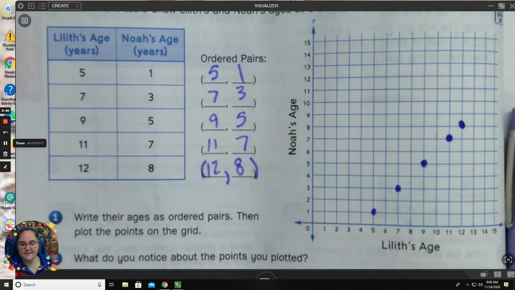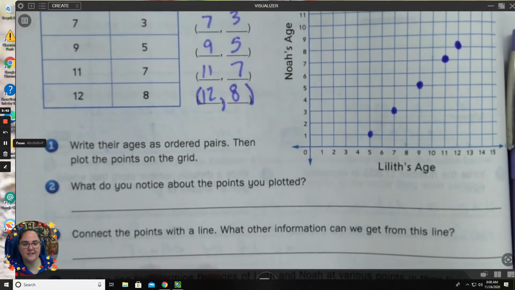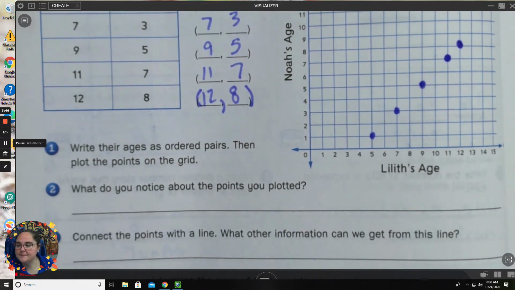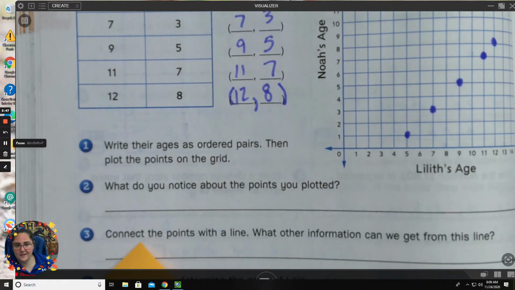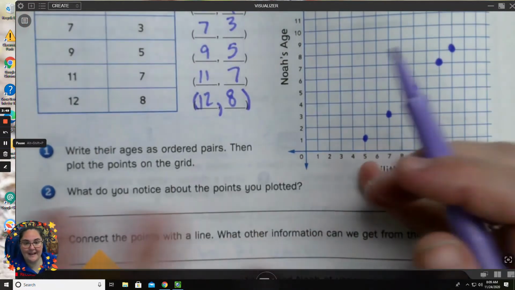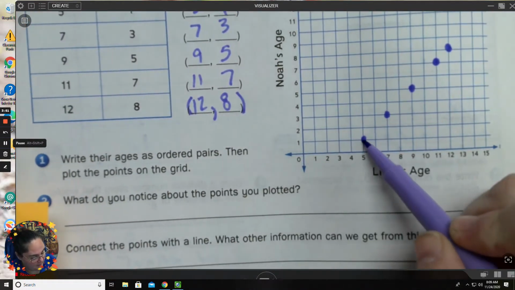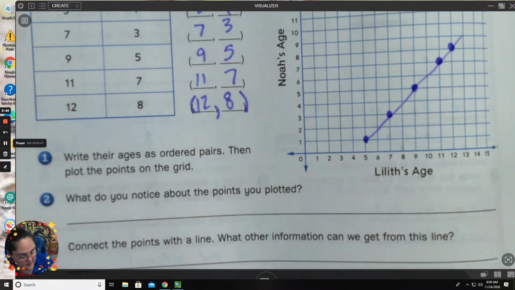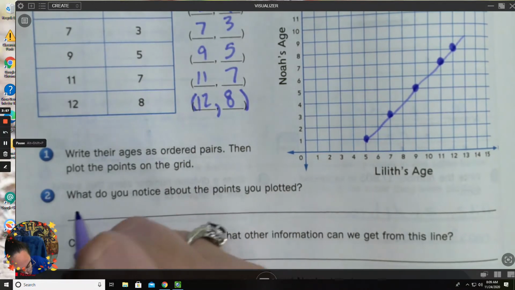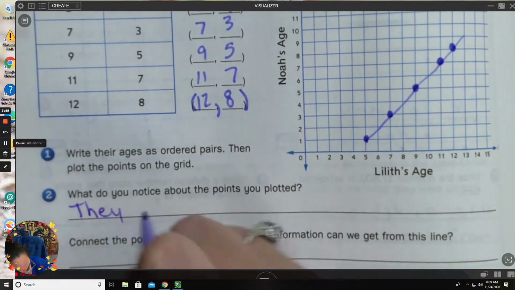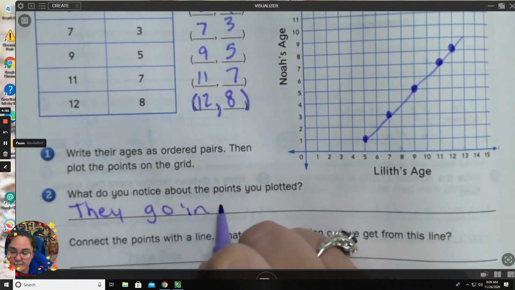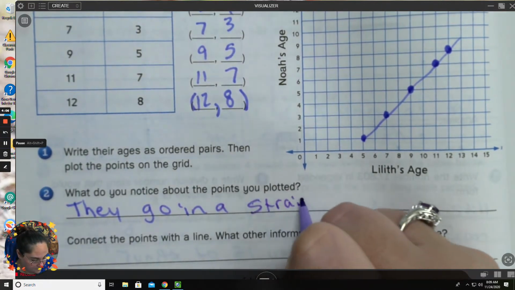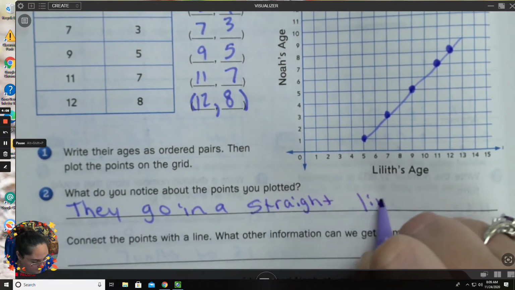What do you notice about these points? One of the things that I notice about these points is if I connect them, if I go from here up this way, it goes in a straight line. So that's what I'm going to write. Perfect.